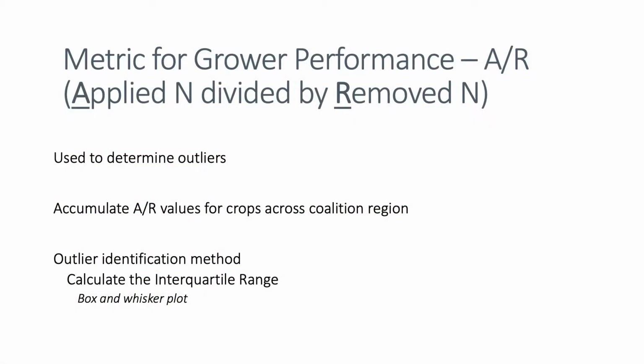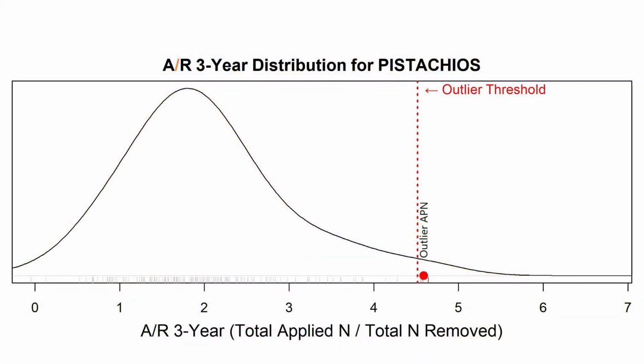So the A over R, or the applied over removed, is really considered a metric for grower performance. It's used to determine the outliers. As I mentioned earlier, those numbers compared over a 3-year period averaged out to determine whether a field is considered an outlier. So as you saw in that earlier graph, we accumulate or average all the A over Rs for all growers in a region for the same crop.